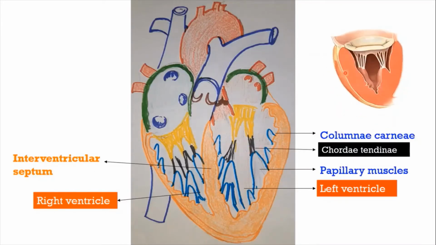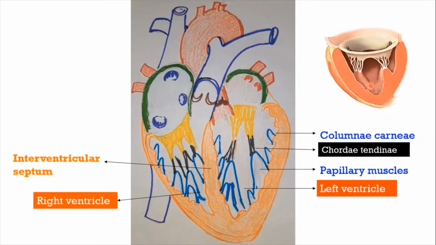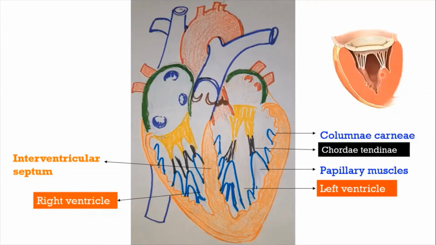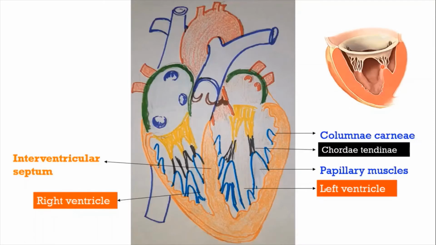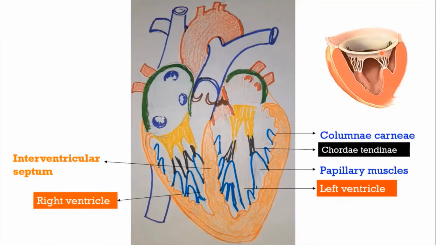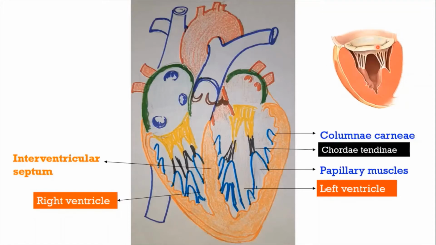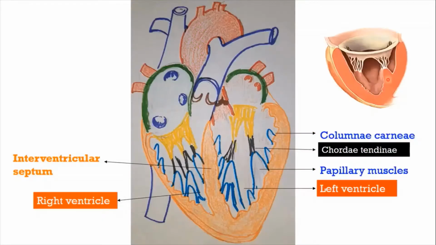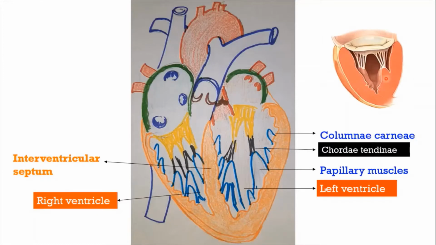Observe the tall conical projections, the papillary muscles, here. These are the chordae tendineae. They connect these papillary muscles with the bicuspid valve. The papillary muscles bring the movement of the leaflets of the valves.